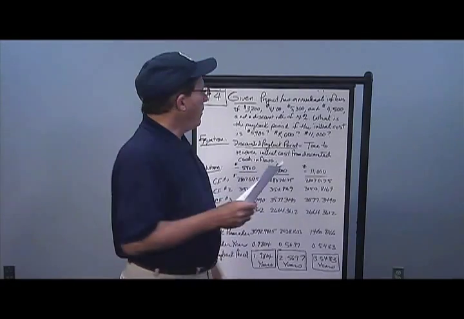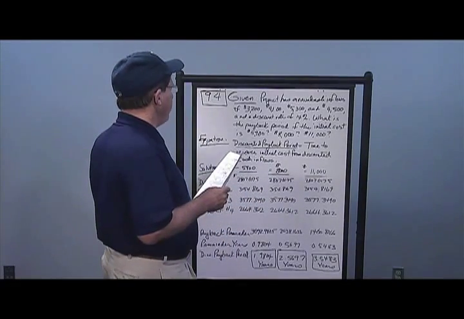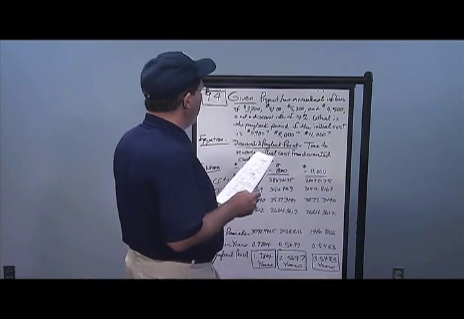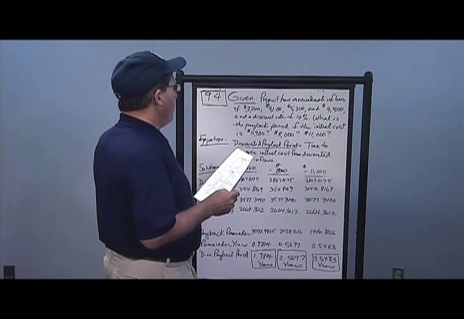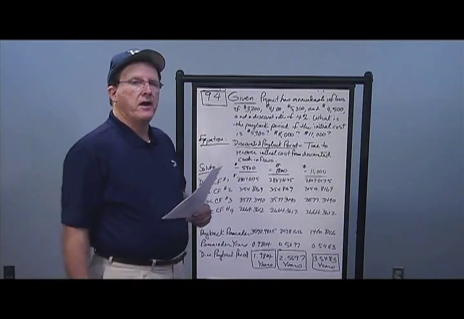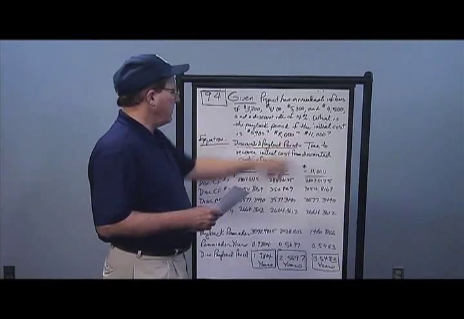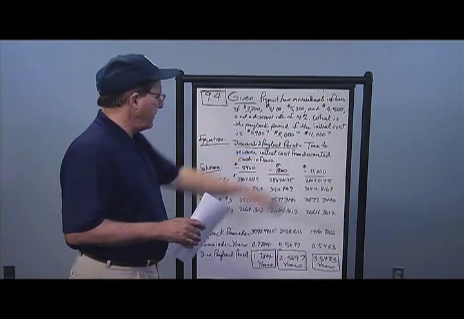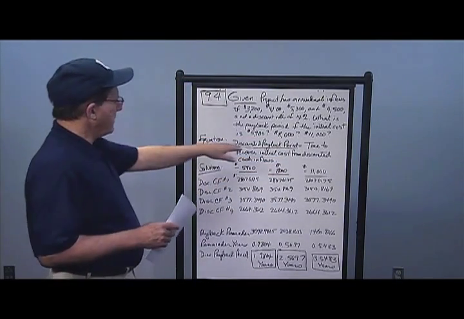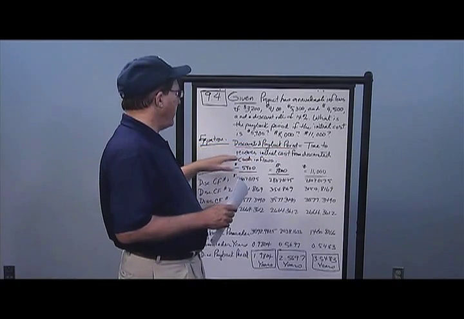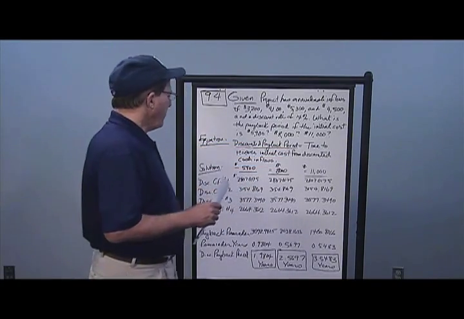In problem number 4, we see this project has annual cash inflows of $3,200, $4,100, $5,300, and $4,500 and a discount rate of 14%. What's the payback period on this one if the initial cost is $5,900, $8,000, and $11,000? So we have 3 cases here. Cash outflows. The discounted payback is the time to recover the initial cost from the discounted cash inflows.